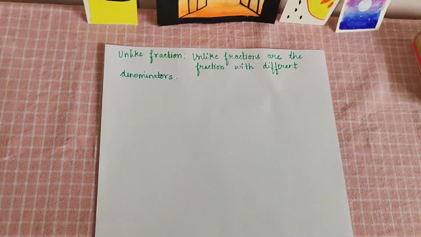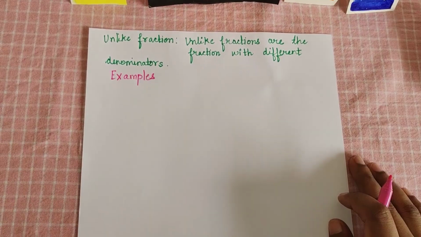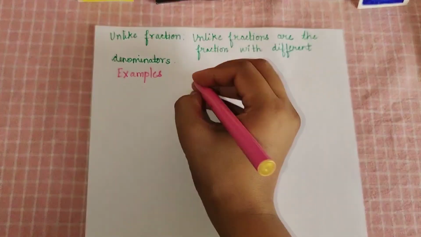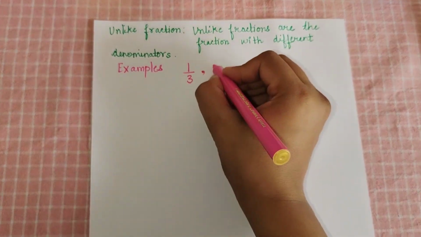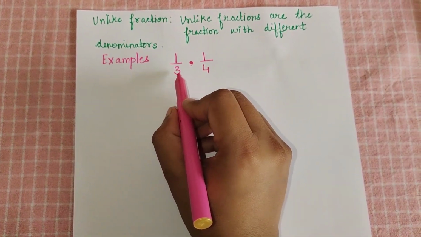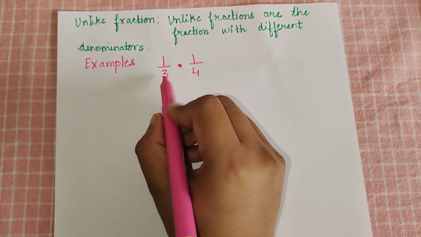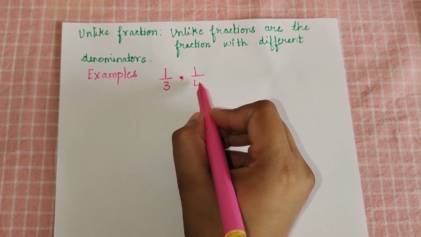So now I'm going to show you an example of it. Examples are 1 by 3, 1 by 4. These two numbers here in the denominator place are different, not the same: 3 and 4. So these are unlike fractions.